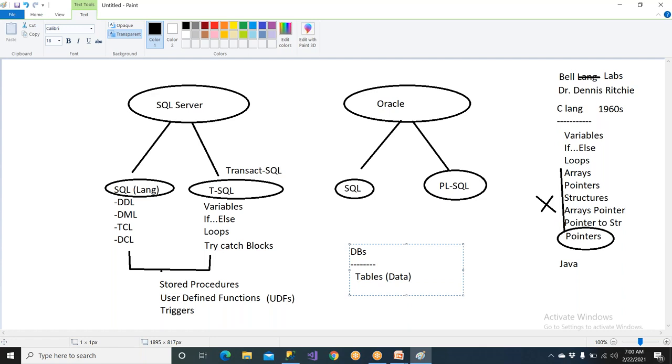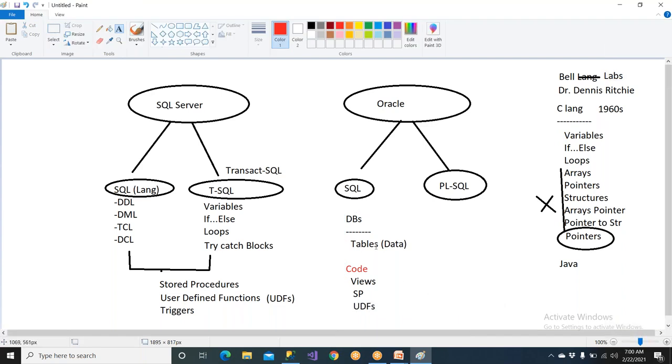To centralize your code, either we can create a view, right, or you can go in for a stored procedure, or we can go in for a user defined function. Okay, so UDFs. So these are the things that are available to centralize your code. Clear? For data centralization, we are going to be using only one concept, that is called tables.